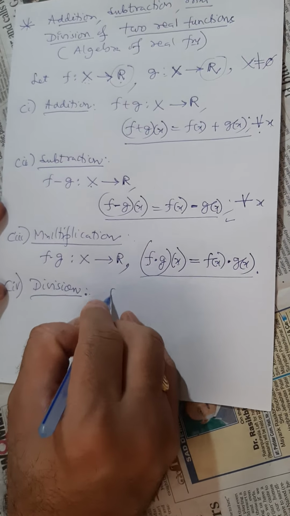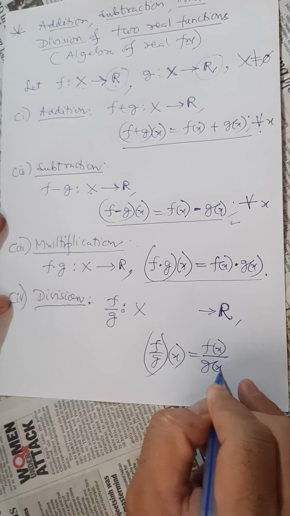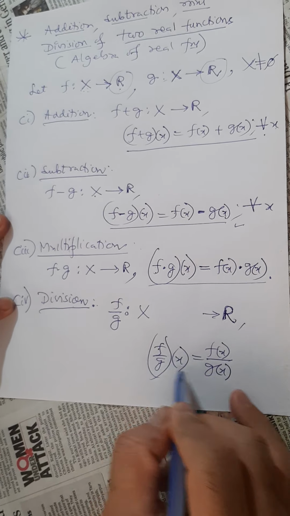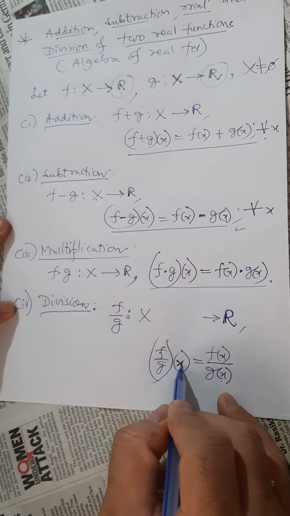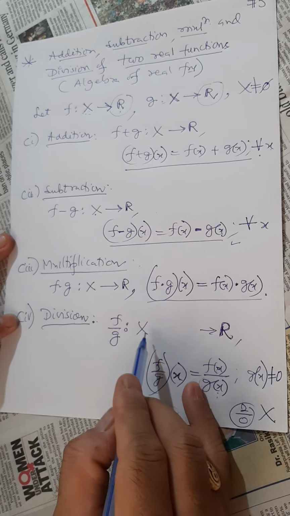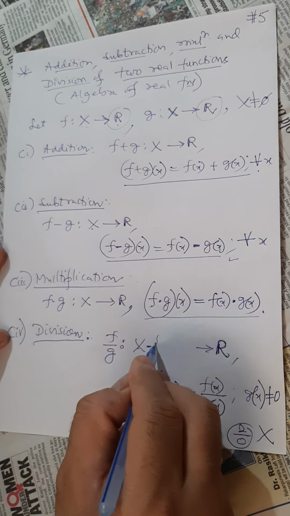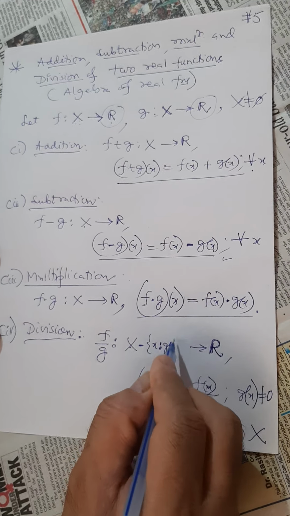For the division, we need to be a little careful. Division is a function f by g. Your domain is X, codomain is all real numbers, and f by g at x would obviously be f(x) upon g(x). So find the value of f at x, find the value of g at x, and then take the ratio. Now when you do this, you know that the divisor should be non-zero. If you have, for example, 2 by 0, then this is not defined. So from the domain, you drop all x for which g(x) becomes 0.